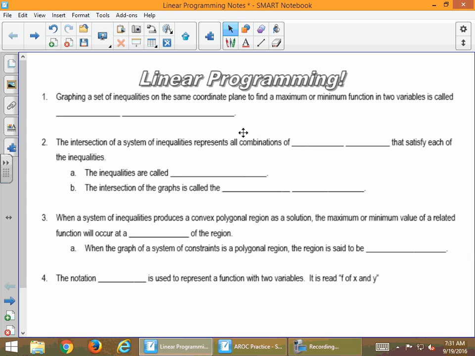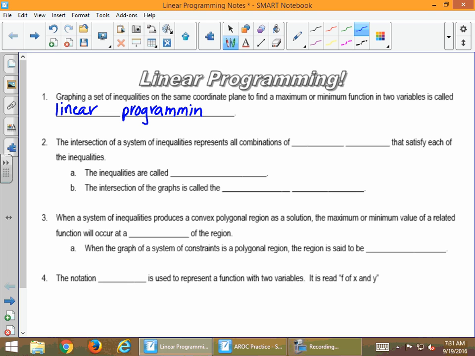Graphing inequalities on the same coordinate plane to find a maximum or minimum function in two variables is called linear programming. So all we're really doing today is graphing inequalities and finding the maximum of them.